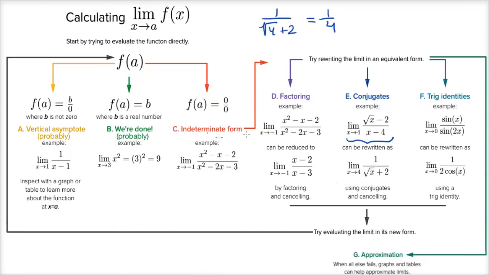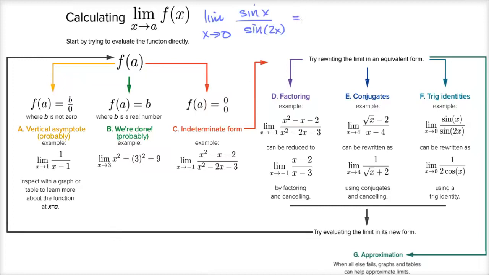Now, this final one, this is dealing with trig identities, and in order to do these, you have to be pretty adept at your trig identities. So if we're saying the limit as x approaches 0 of sine of x over sine of 2x, well, sine of 0, 0, sine of 0, 0, you're going to get 0 over 0. Once again, indeterminate form, we fall into this category.